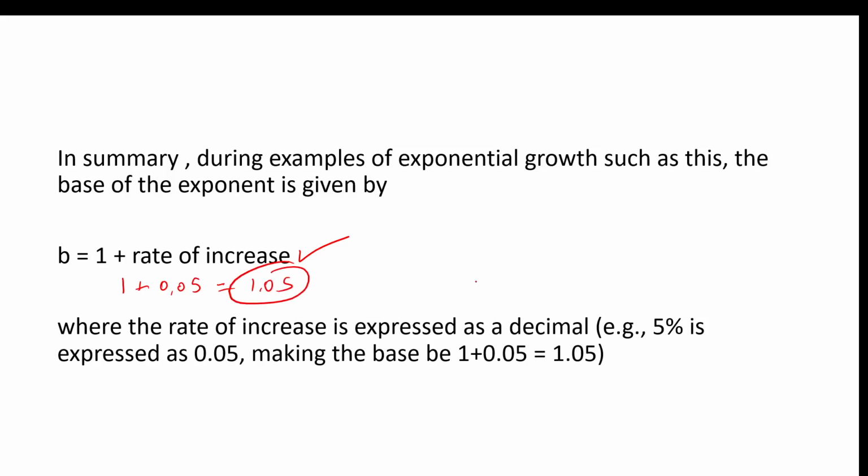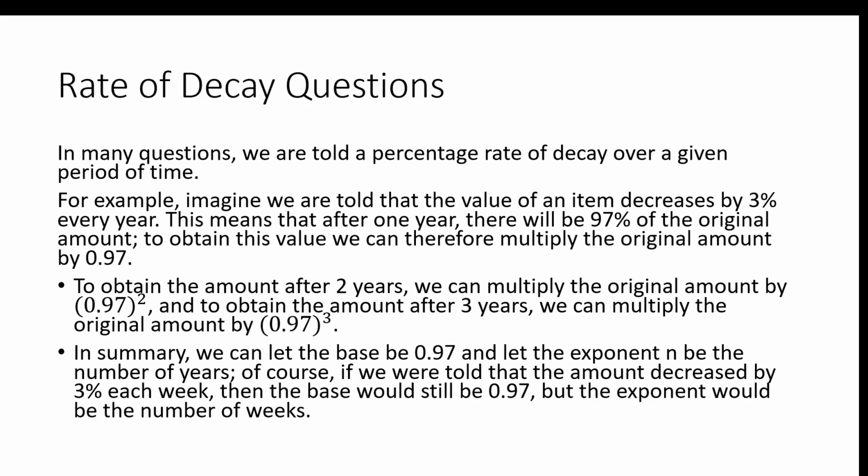Okay, the multiplier would be 1.05. Another way of thinking of that is if you've increased by 5%, then you've kept 105% of what you originally started with. So you would multiply by 1.05 to determine that. However you choose to think of it is fine. Now, rate of decay questions. In many questions, we're told the percentage rate of decay over a given period of time.